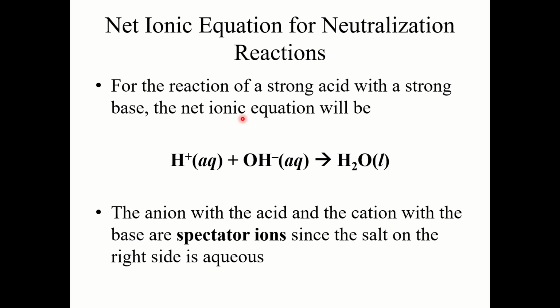Everything else is going to cancel out. The anion with the acid, the cation with the base, they are spectator ions. Since that salt on the right side is going to be aqueous, they are going to cancel out. The only time this would ever not be the net ionic equation is if for some reason that salt that's produced is a solid, but it's almost always aqueous, which just leaves this right here as your net ionic equation.